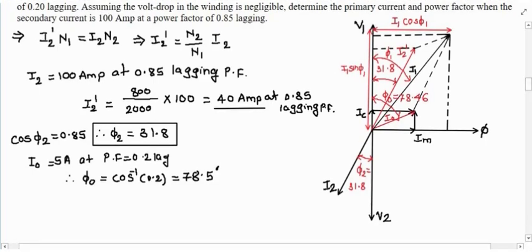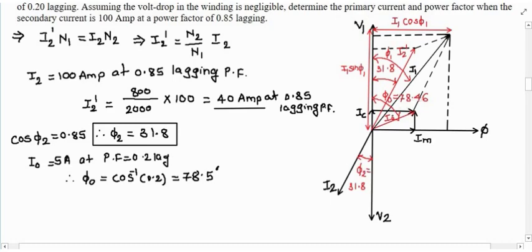I have taken V1 as the reference phasor. When V1 is applied across the primary winding, current Im is produced, which produces the flux in phase with that current. Then some current is taken from the primary to overcome the no load losses, and that current is IC, and the vector addition of IC and Im is nothing but I0. And this I0 lags my applied voltage V1 by angle phi 0, 78.46.